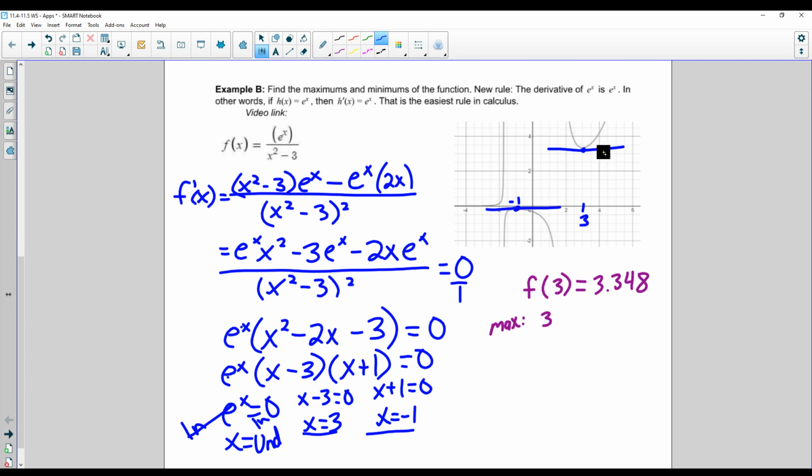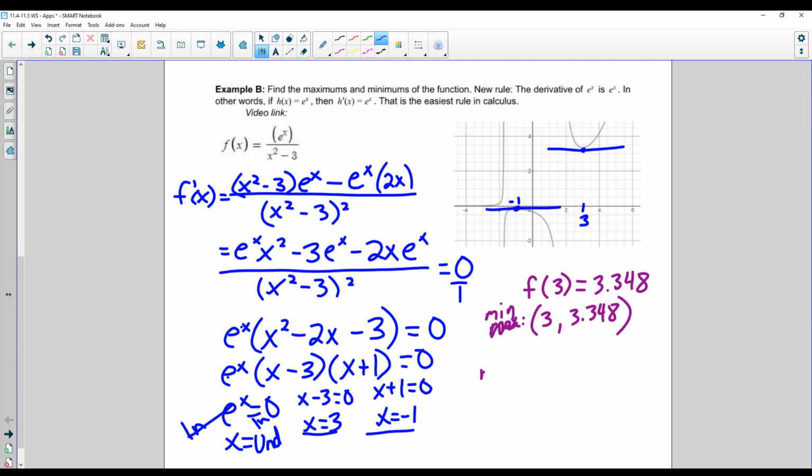And this would be a local max, because I do have other points that go above it. But this, or I'm sorry, I said max. This is a min. My goodness. There's my min right here. It is a local min. There's other points below it. But it would be at 3.348. Carry 3 decimals, preparing for the AP Calc exam. And then my, wow, I even labeled it max. That's embarrassing.